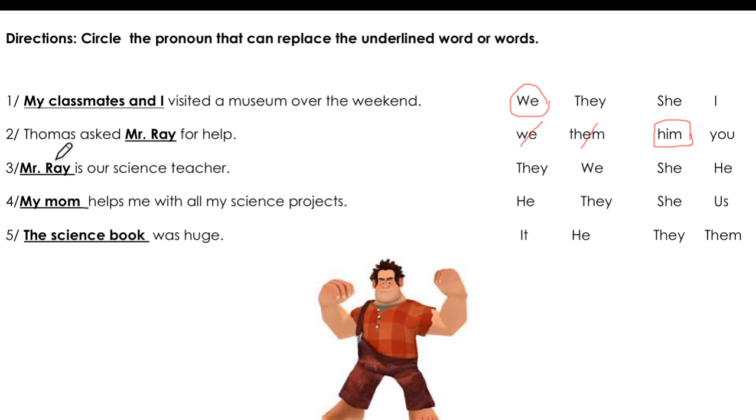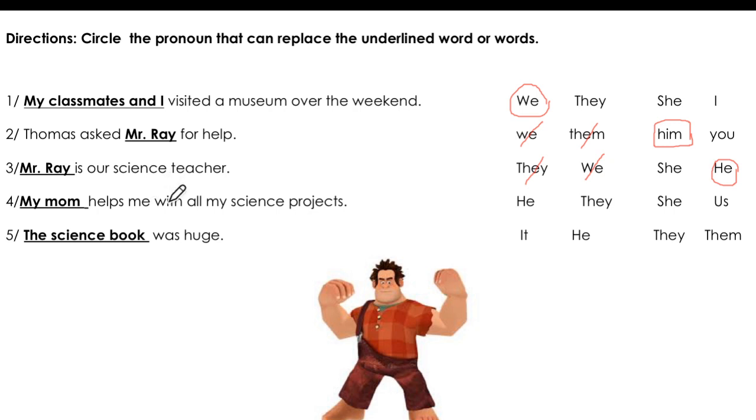Number 3. Mr. Ray is our science teacher. Again, we have Mr. Ray. Again, Mr. Ray is a singular person, and it is Mr., that means he will be a man. Which pronoun can we use for one singular? They? No, it's plural. We? No, it's plural. We can use she or he because these are singular. But which one is for the man? He, of course, he, very easy.